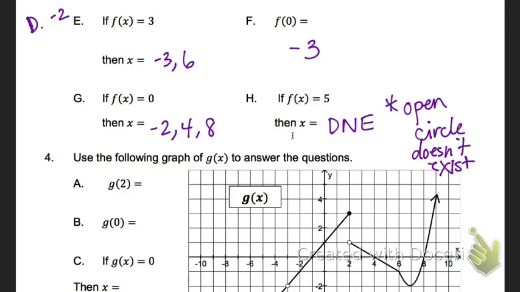Okay, questions about D through H? Any ones that you want me to go over? Okay, try number 4 on your own. Gonna give you 3 more minutes.